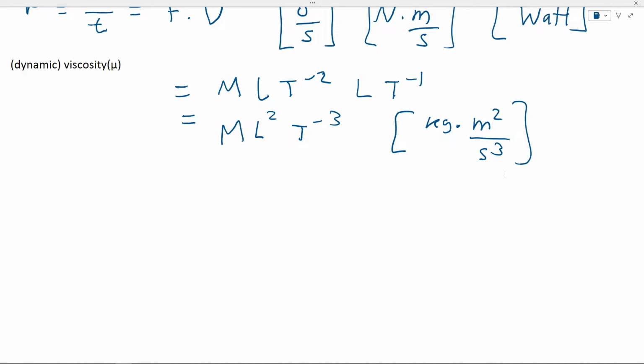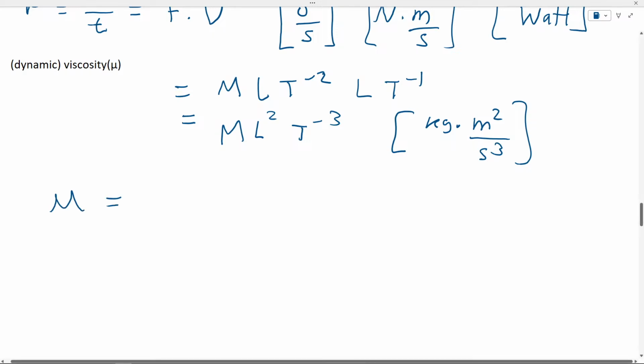One more thing before we finish this part, let's do viscosity, dynamic viscosity. Viscosity is generally given by mu. Viscosity is shear stress over shear velocity basically, that is delta V over delta Y.